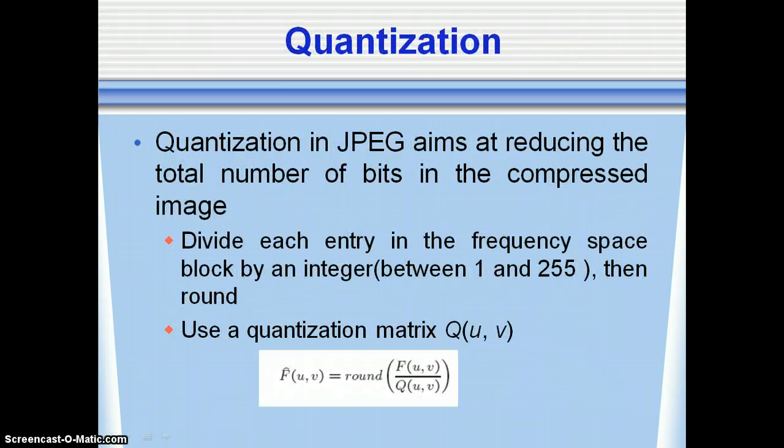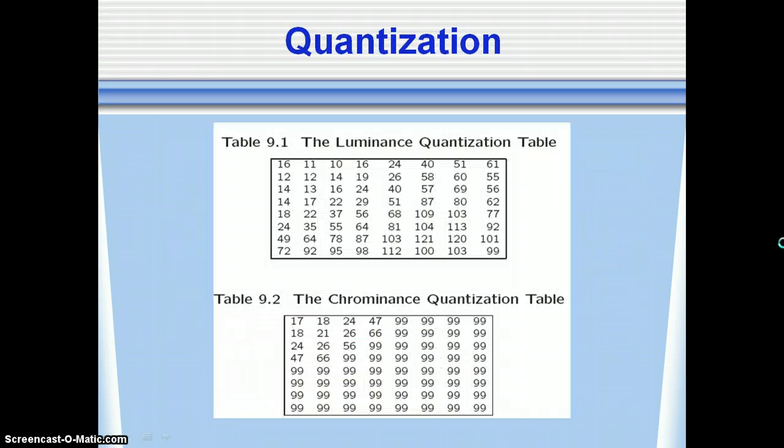Quantization. Quantization in JPEG aims at reducing the total number of bits in the compressed image. Divide each entry in the frequency space block by an integer between 1 and 255, then round. Use a quantizing matrix Q(u,v), so that F(u,v) is rounded from F(u,v) divided by Q(u,v). So these are the luminance quantization table and the chrominance quantization table used in quantization.